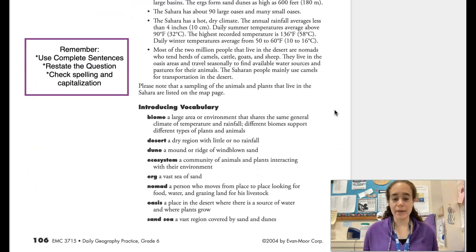There are some key vocabulary words, and some of these we've used before and some of them we haven't. So I'm going to go over some of the new ones that are definitely going to be used in this week's DOG. A biome is a large area or environment that shares the same general climate of temperature and rainfall. Different biomes support different types of plants and animals. So the biome that we're going to look at today is this one, including the Sahara Desert.